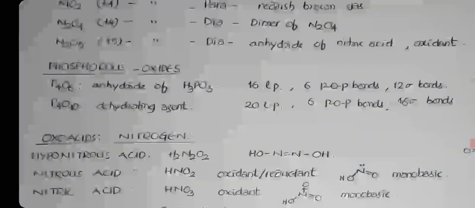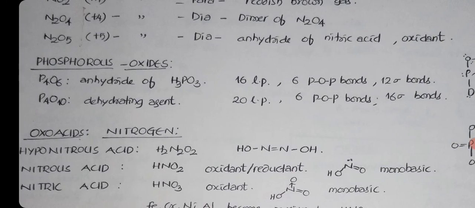Phosphorus oxides, two types of oxides we discussed. One is P4O6, second is P4O10. P4O6 is the anhydride of H3PO3. P4O10 is the anhydride of H3PO4. In the previous part we were discussing N2O3. N2O3 is the anhydride of HNO2. N2O5 is the anhydride of HNO3. NO2 or N2O4 is the mixed anhydride of HNO2 and HNO3. So P4O6, P4O10.